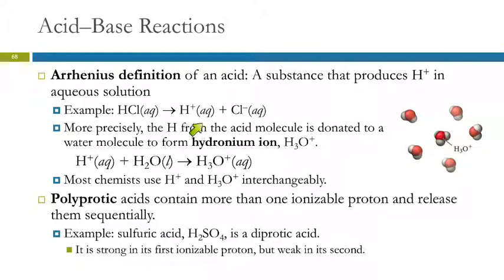So when it separates from the chlorine here, it's not going to just be hanging out by itself. What it's going to do is ride piggyback on a water molecule. So if you take H2O and you add an H+ to it, you get H3O+. This is the hydronium ion. And this is what actually happens when you put an acid in water.